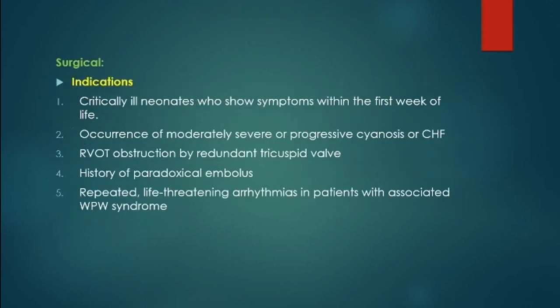Urgent surgical intervention may be indicated in critically ill neonates who are showing symptoms within the first few days of life. Surgical intervention also may be indicated in cases with progressive cyanosis or congestive heart failure manifestations, right ventricular outflow tract obstruction by the redundant tricuspid valve tissue. If there is a history of paradoxical embolization due to the right to left shunt across the atrial septal defect, and also in cases of repeated life-threatening arrhythmias.